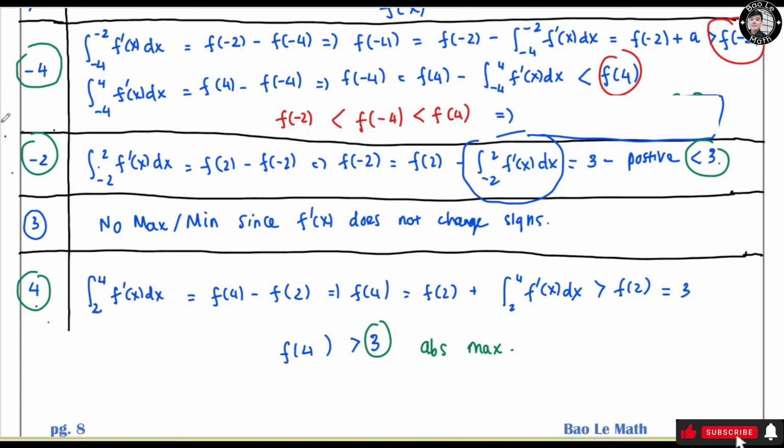So we need to make a conclusion. The absolute maximum occurs at s equals 4. And the absolute minimum occurs at s equals negative 2.